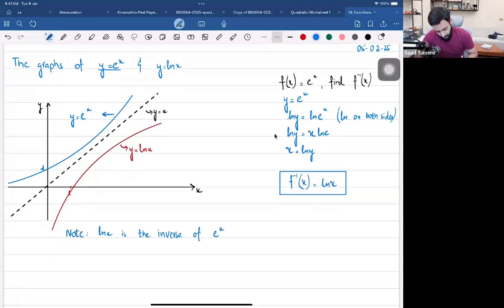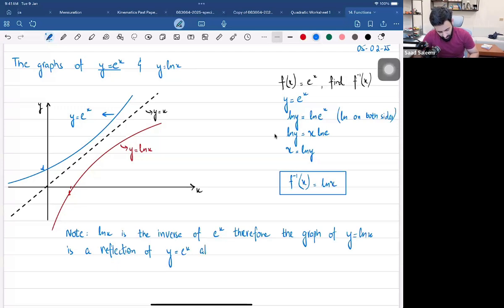Therefore, the graph of y equals ln x is a reflection of y equals e power x along the line y equals x.